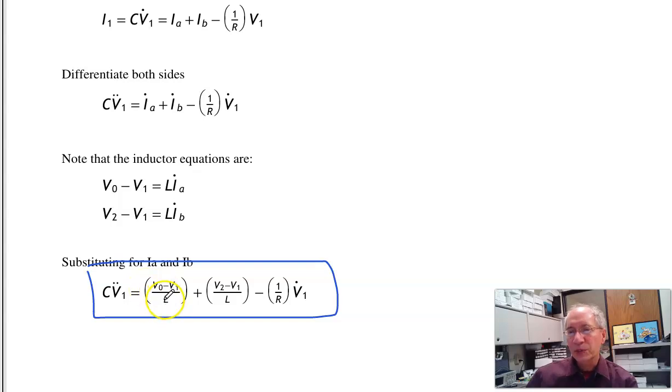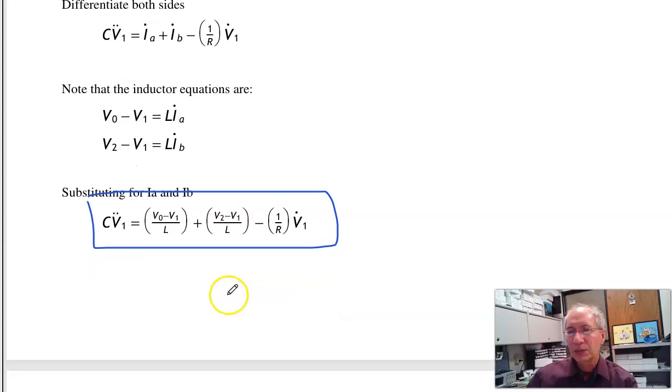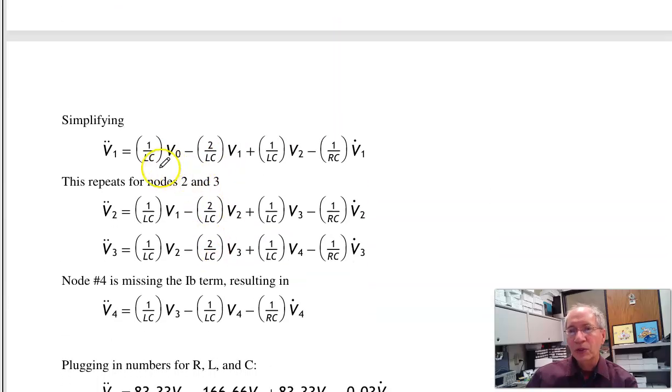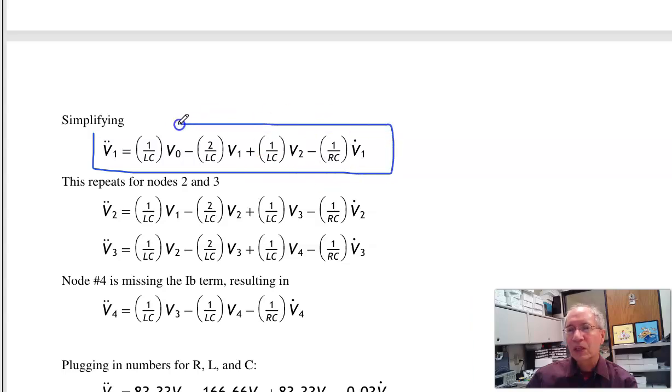Now when I group the terms, there's a term times V0, times V1, and V2. Group the terms, it winds up looking like this. So this is just like the heat equation, but instead of these terms being the first derivative of voltage, it's now the second derivative. That's the difference between RC circuits and RLC circuits. RLC circuits, I get the second derivative, as opposed to RC circuits, where I get the first derivative.